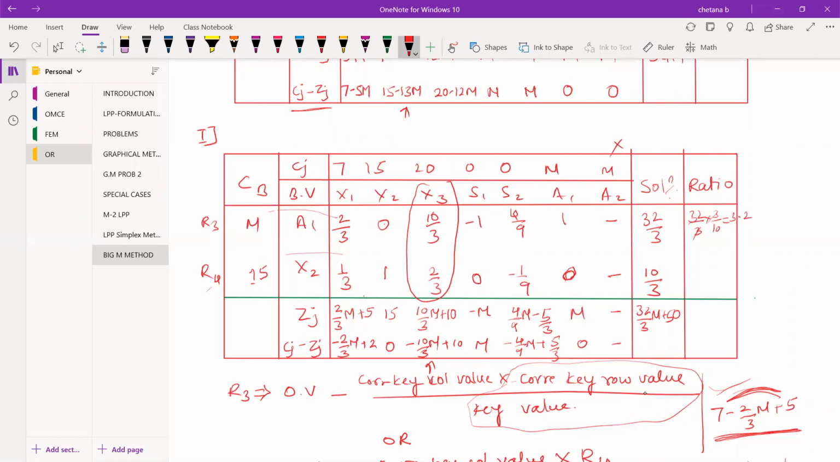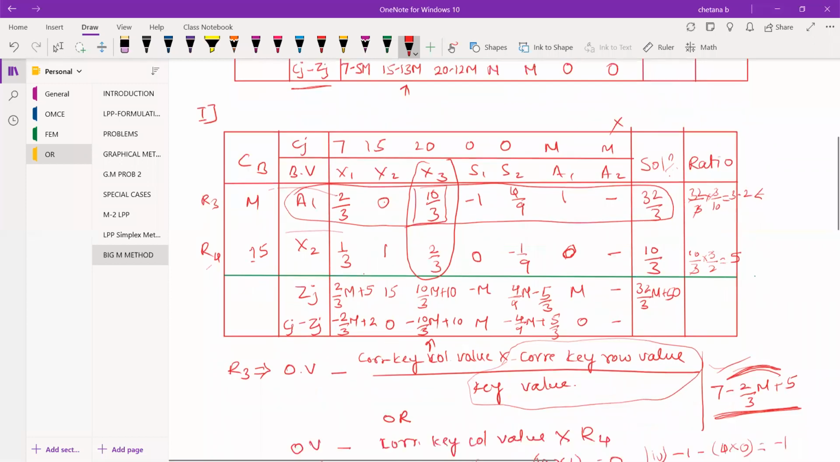So this is 3.2, and 10/3 into 3/2, the 3 and 3 get cancelled. This is 5. So which is the minimum one? 3.2 is the minimum one. So yes, this is the key row. The key value is 10/3.